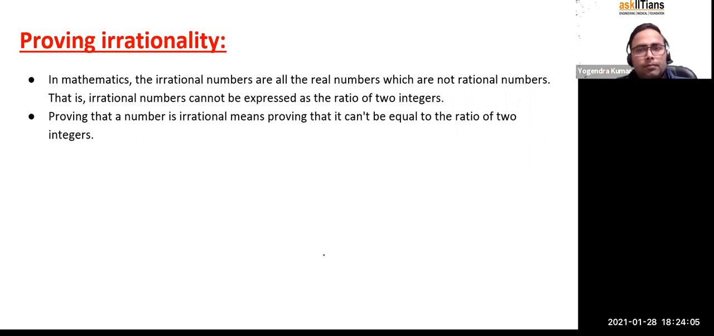So let's continue then. Let me recall the definition of rational numbers, because we are going to use this, so let me say it again. How do we define rational numbers?